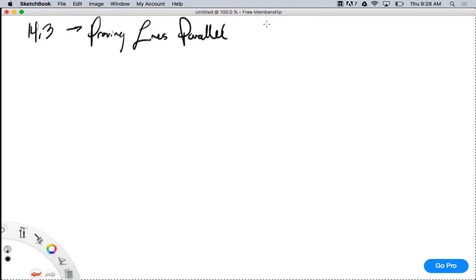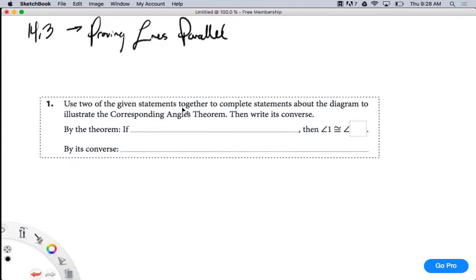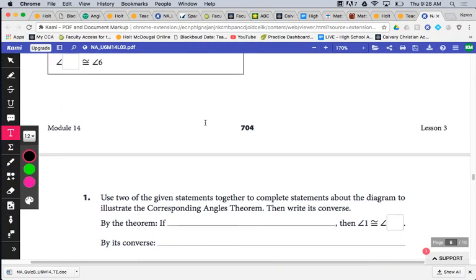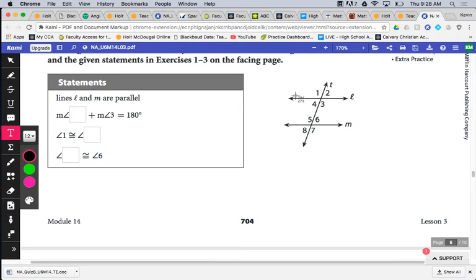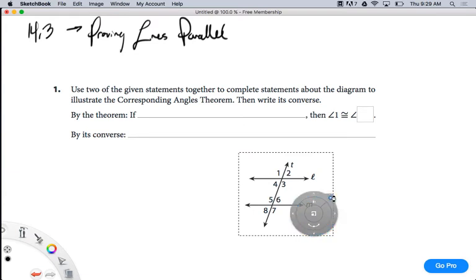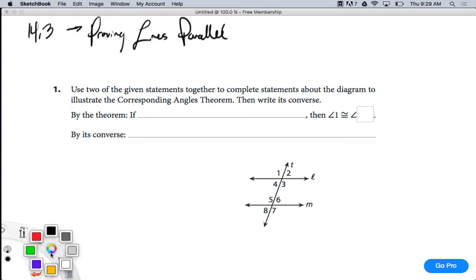Okay. 14.3 is proving lines parallel. I've got a question almost exactly like this on the test, so you should probably pay attention. So this one, remember you got to look for the clues. First clue is corresponding angles. Second clue is angle 1.